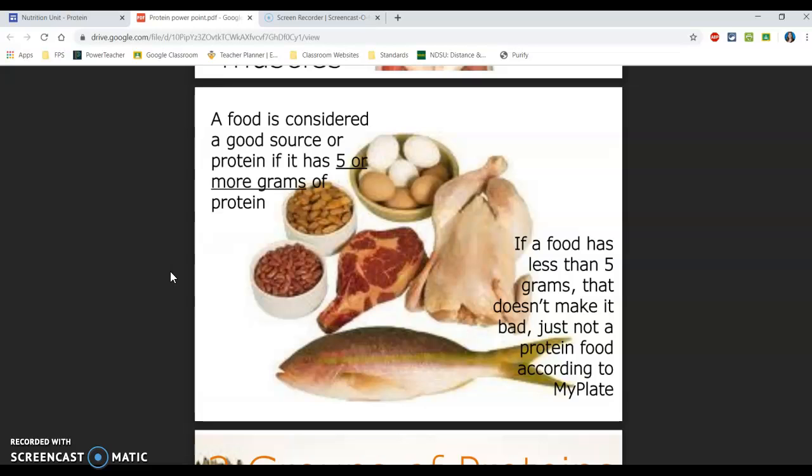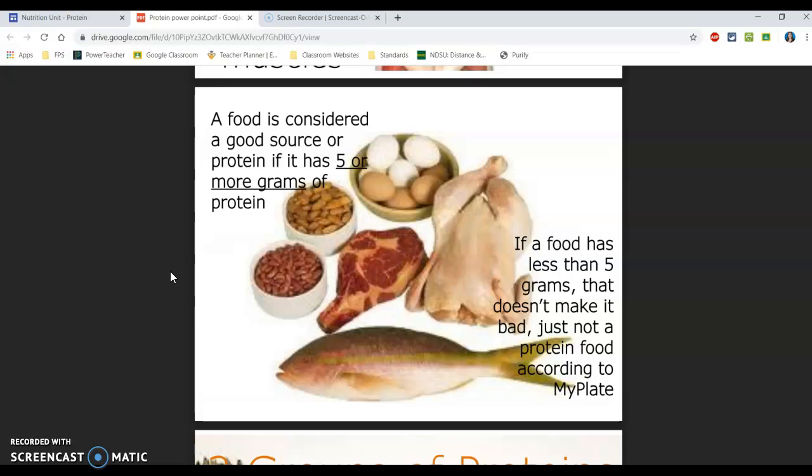So now with the pile that you have that is made out of protein, I want you to go ahead and separate out the foods that would be considered protein foods and the foods that just have protein. So one pile will have foods that have 5 or more grams of protein. The other pile will have food that has less than 5. So 0, 1, 2, 3, 4.